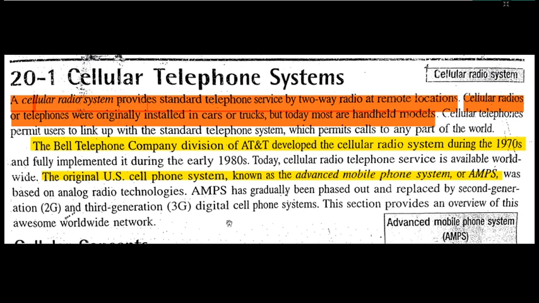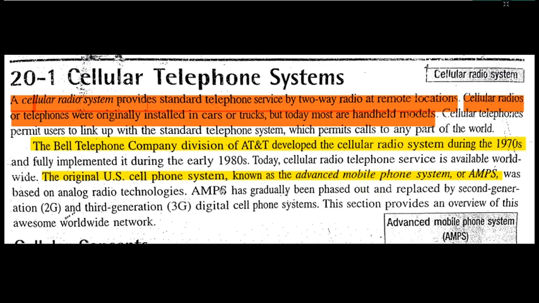So basically, as it is said, originally the cell phone system is known as the Advanced Mobile Phone System, AMPS, but later on it was known as a cell phone. And why it is commonly referred to as a cell phone, we will be looking at in the next slide.